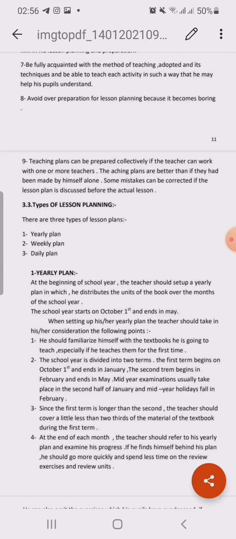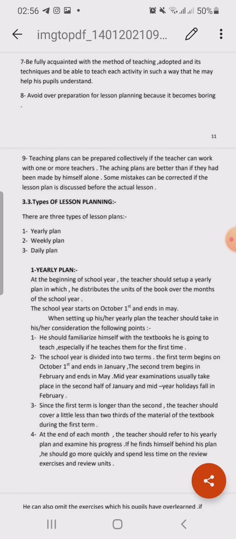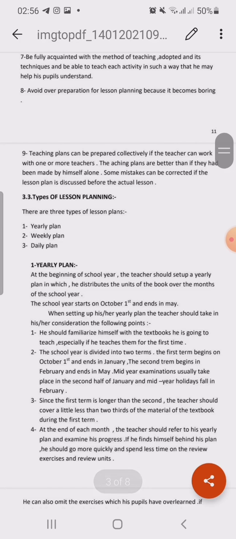Number 9, teaching plans can be prepared collectively if the teacher can work with one or more teachers. يعني خطط الدرس ممكن أن يتم إعدادها بشكل جماعي إذا كان الأستاذ باستطاعته أن يعد خطة مع زملائه من المعلمين.